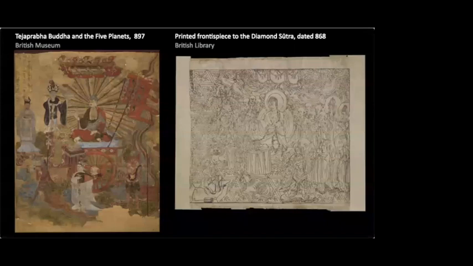Also found in the library cave were many silk banners and paintings like the one at left, which is one of the few depictions of the Buddha of Blazing Light and the 5 planets, dated 897. At right is the printed frontispiece to the Diamond Sutra, dated 868, the earliest printed book known.